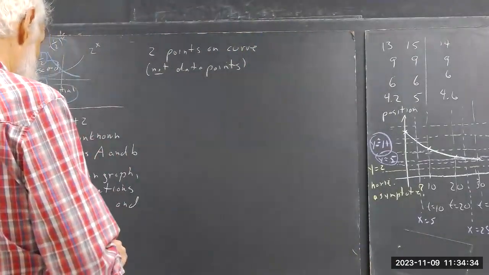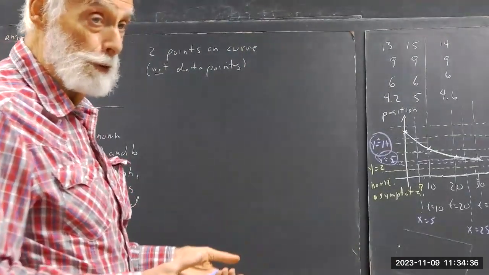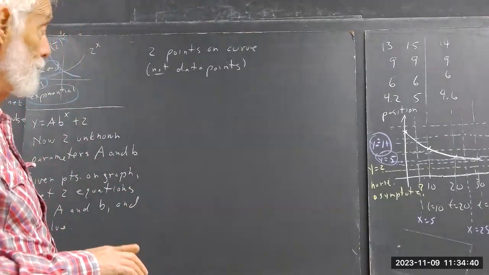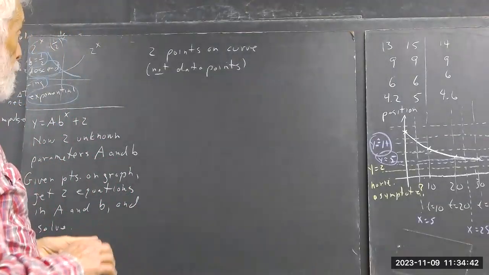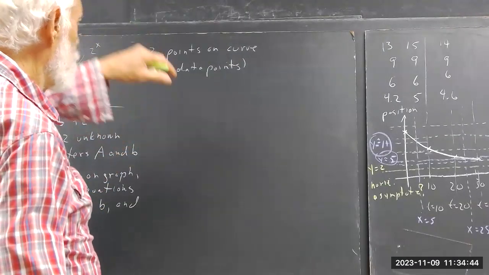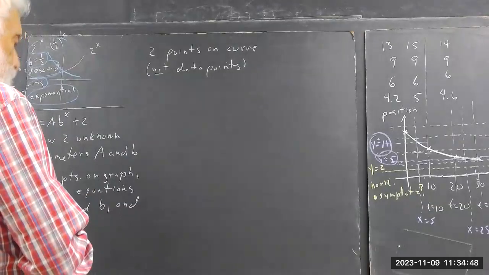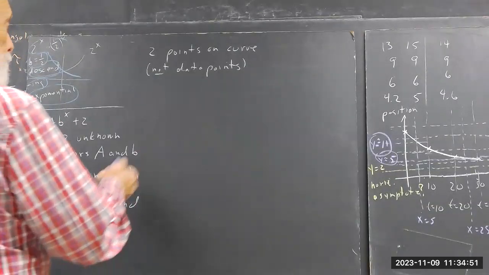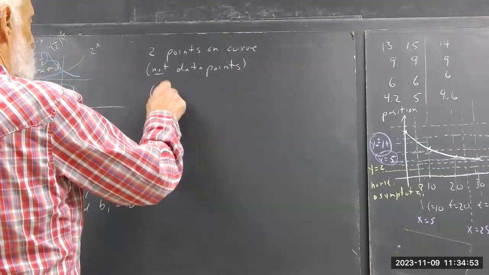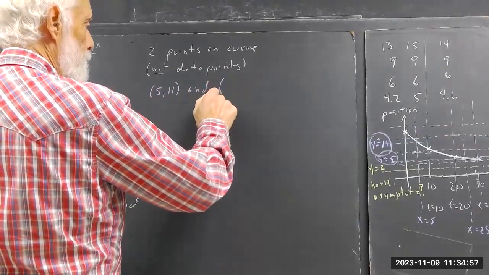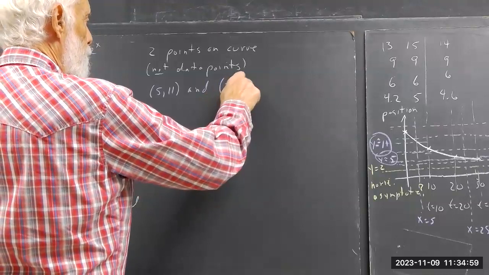All right. That's all worth listening to after you learn what you're doing. You won't have time to do it, but it would be worth listening to if you ever have to do this stuff. Okay, 2 data points in the curve that are not data points. We just estimated them. Estimated them in purple. You got (5, 11) and (25, 5).